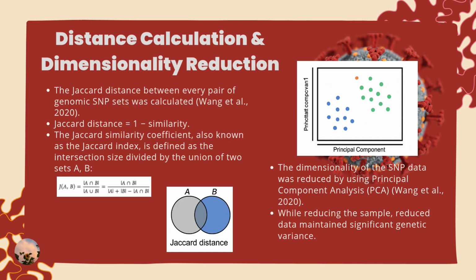Due to the high dimensional nature of the SNP data, dimensionality reduction was performed using principal component analysis, or PCA. This statistical method compressed the data into fewer dimensions while retaining the most significant genetic variants. By projecting each genome into a lower dimensional space, we make the dataset computationally manageable and visually interpretable.